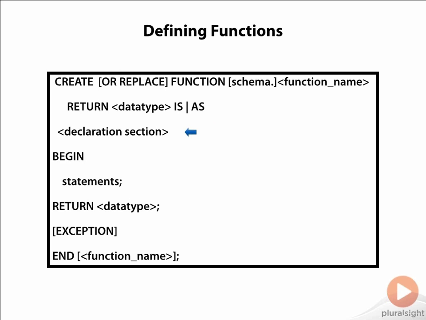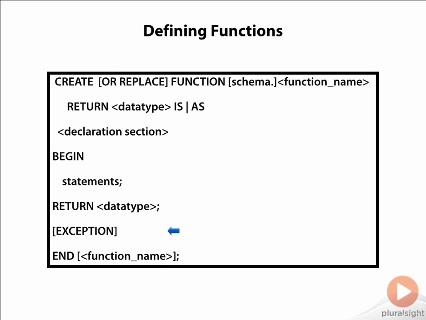Next is the declaration section. Unlike the anonymous block, there is no explicit declare keyword. You can declare variables, cursors, exceptions, etc. over here. In order to find out more about these, please refer back to part 1 of the Oracle PL/SQL Fundamentals course. Next is the begin keyword, which marks the end of the declaration section and the beginning of the execution section. Here, you write the business logic. You return back the data type which the function declaration states it will return back.